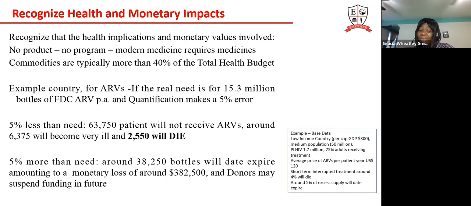5% more than we need, which is 38,250 bottles. What will happen? Most likely expiry of the items. So we will have a monetary loss. Donors will not be too favorable to give us funding in the future. So we need to have accurate forecasting and accurate quantification in order to have a productive program.